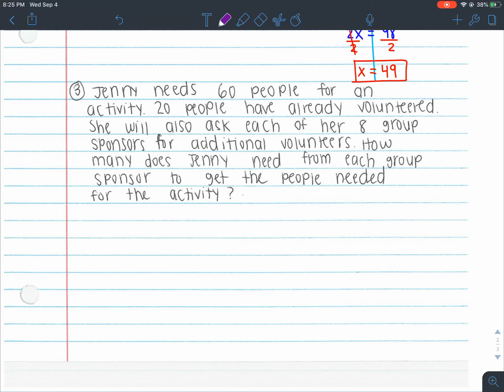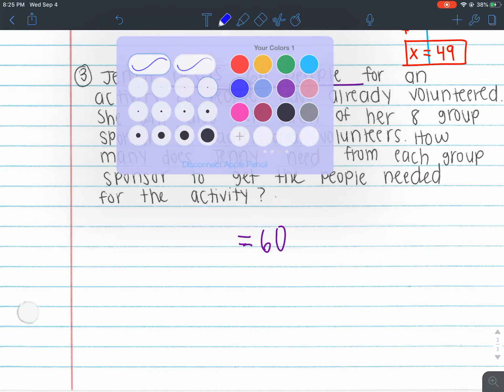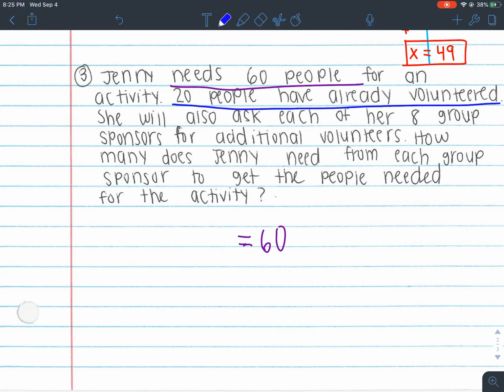Jenny needs 60 people for an activity. So for this activity, entirety, I know that we're going to need 60 people. So I know in the very end, we need to equal 60 because we need 60 people. So whatever I got, I have to have 60 at the end. Well, 20 people already volunteered. If 20 people already volunteered, then I know for a fact that 20 people are there. I got them.